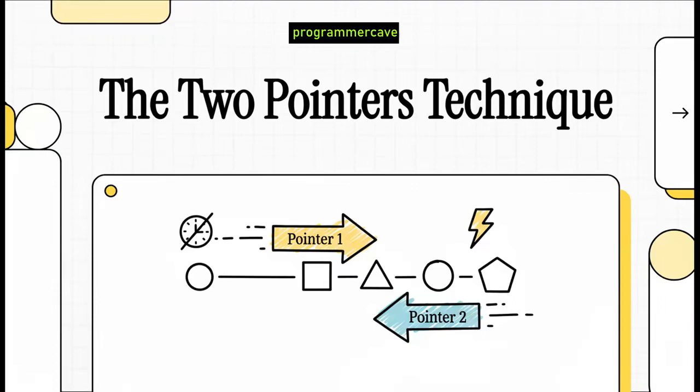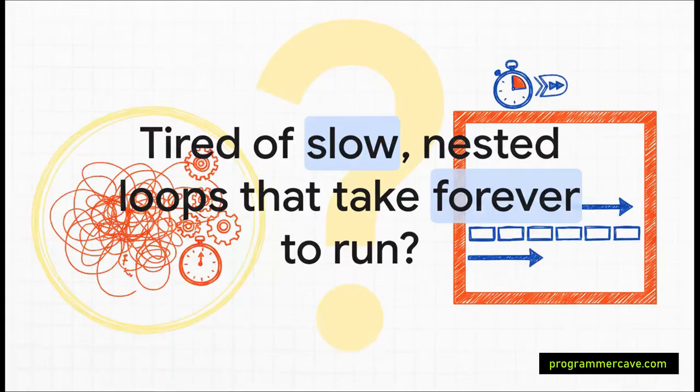Hey everyone, let's talk about something we all run into: code that's just too slow. You know, that clunky, sluggish feeling? Well, today we're going to unlock a secret weapon, a technique that can make your solutions super fast and clean. Let's dive right in. You know the feeling, right?